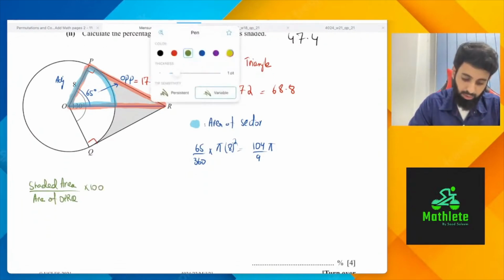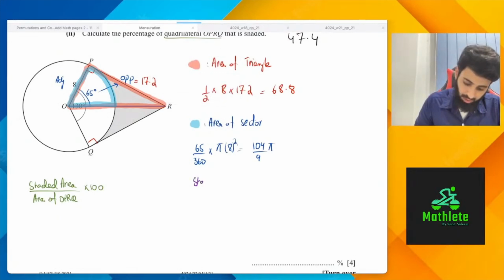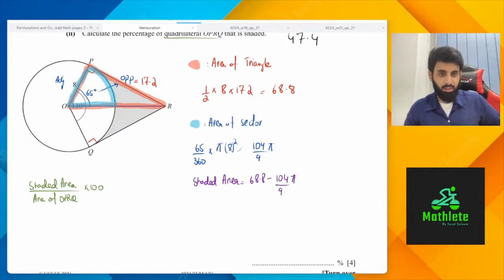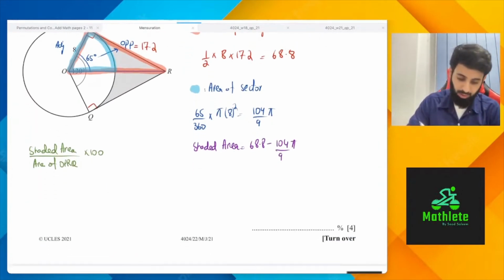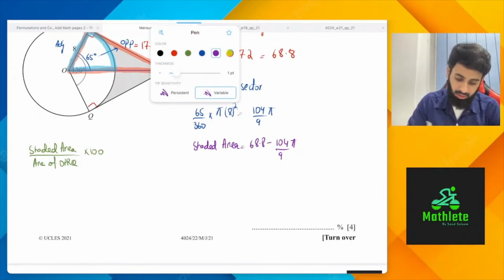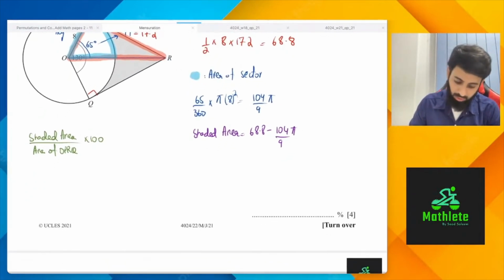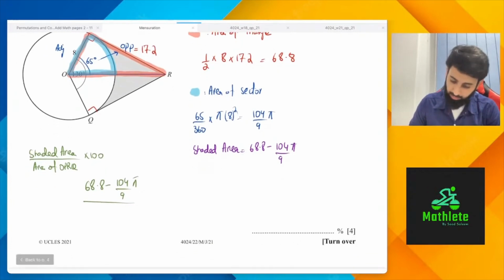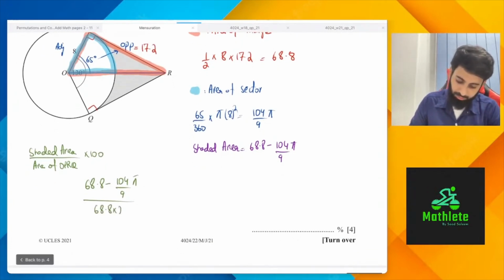Now what we're trying to do over here is find the shaded area. The shaded area is basically equal to what? Area of triangle, which is 68.8, minus 104 over 9 pi. Like I said, this is not my final answer, so I'm keeping it in terms of pi. Now is the time to find the actual percentage. So shaded area, 68.8 minus 104 upon 9 pi, upon the area of OPRQ. OPRQ means twice the area of the triangle. That means 68.8 times 2 into 100.